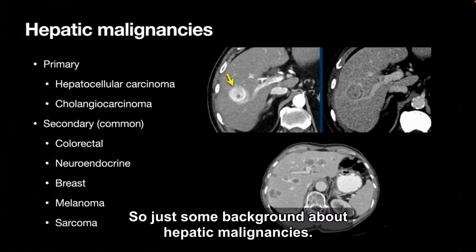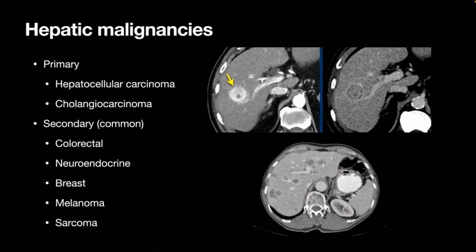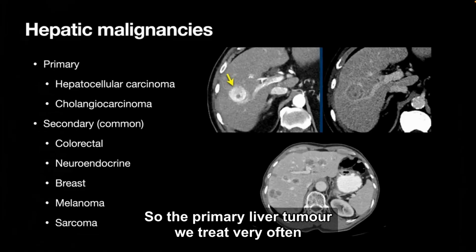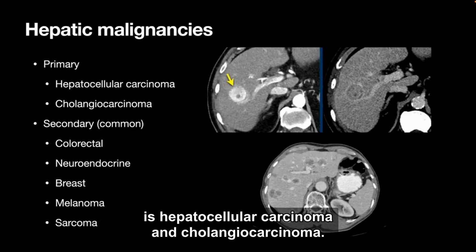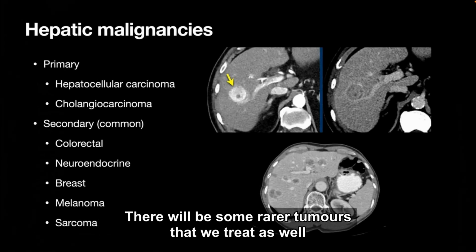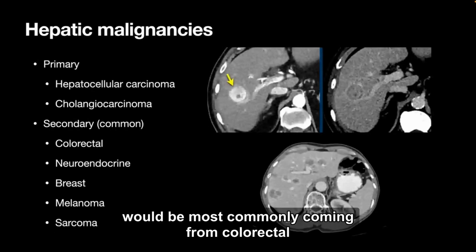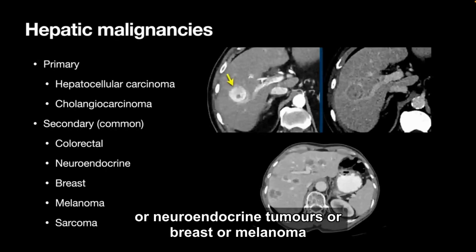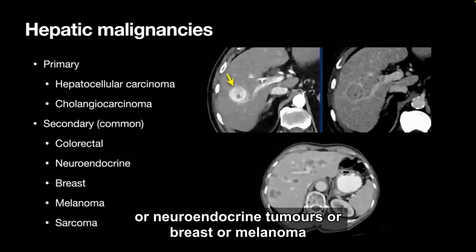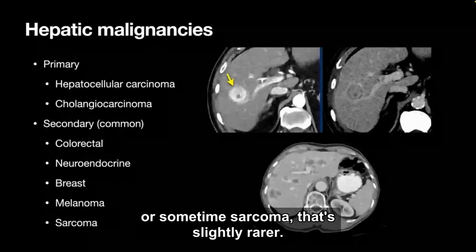So just some background about hepatic malignancy. The primary liver tumors we treat very often are hepatocellular carcinoma and cholangiocarcinoma. There are some rarer tumors that we treat as well, but these are the two most common ones. The secondary cancers, i.e. metastases, would most commonly come from colorectal or neuroendocrine tumors, or breast or melanoma, or sometimes sarcoma. That's slightly rarer.